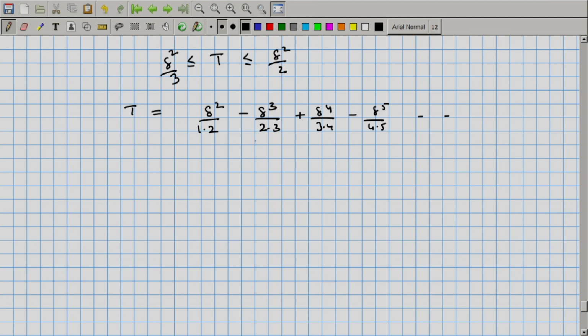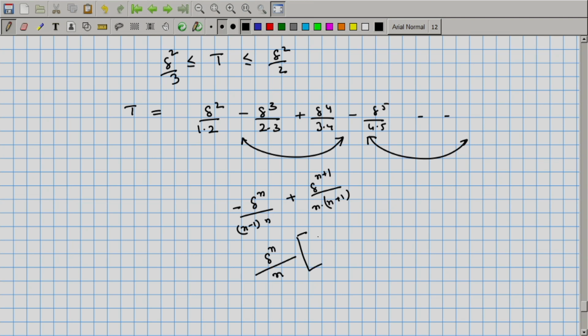Now, if you combine any two terms, okay, if you look at delta raised to n, the first term is going to be a negative term, delta raised to n divided by n minus 1 into n. The next term is going to be a positive term, delta raised to n plus 1 divided by n into n plus 1. We can take what is common, delta raised to n divided by n, and then what is remaining is minus 1 by n minus 1 plus delta by n plus 1.